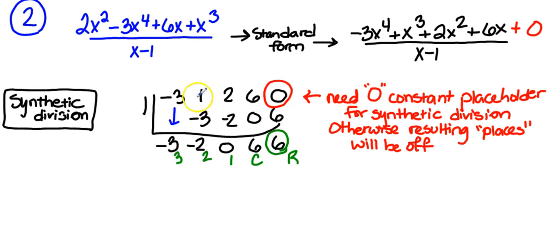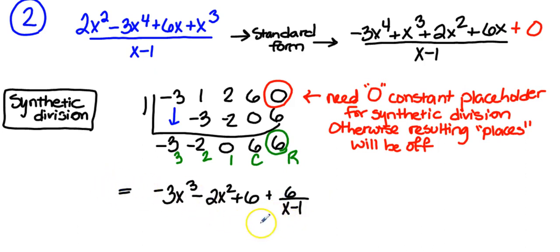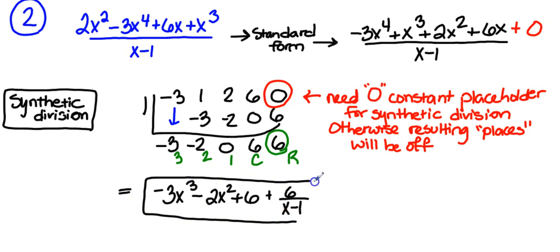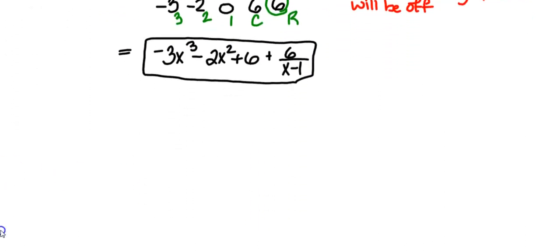So using my little green numbers to help me, I know that this is going to be negative 3x cubed minus 2x squared. I do not have a linear term. You can write 0x if you want to, or you can just skip it and write plus 6, and then my remainder, plus 6 divided by x minus 1. Let's now run this exact same example, but through long division.